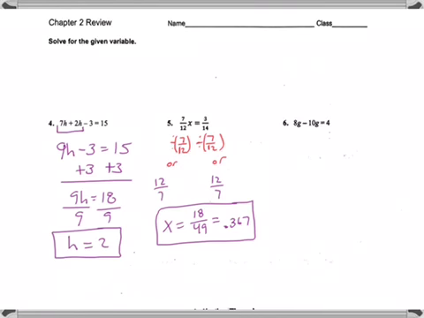Question 6, you've got 8g minus 10g equals 4. We're going to go ahead and combine like terms here. Positive 8g, negative 10g gives us negative 2g equals 4. We'll then divide by negative 2. And we're going to get g to equal negative 2.